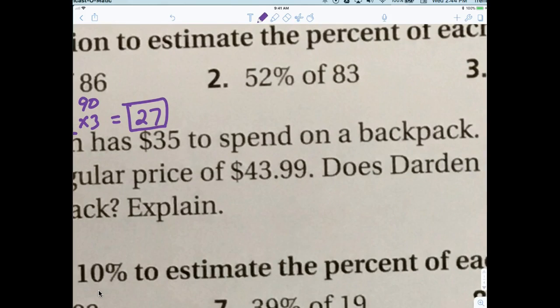52% is pretty close to what? 50%. So I want everybody to know 50% is about what? 50% is the same as what? Half. It's the same as half. Now, I don't want to take half of 83. I'd rather take half of 84. Or half of 80 even. I don't care how you estimate. Does everybody understand what I'm saying?